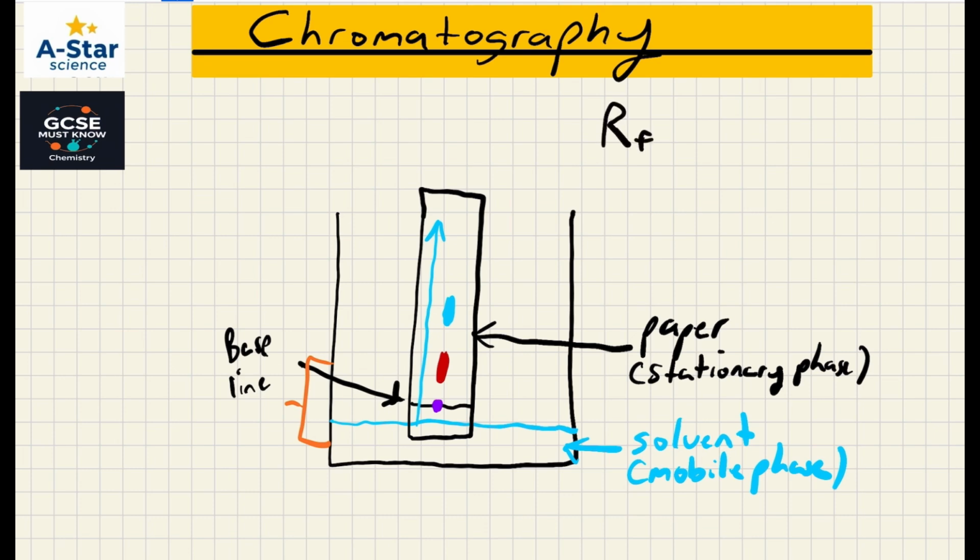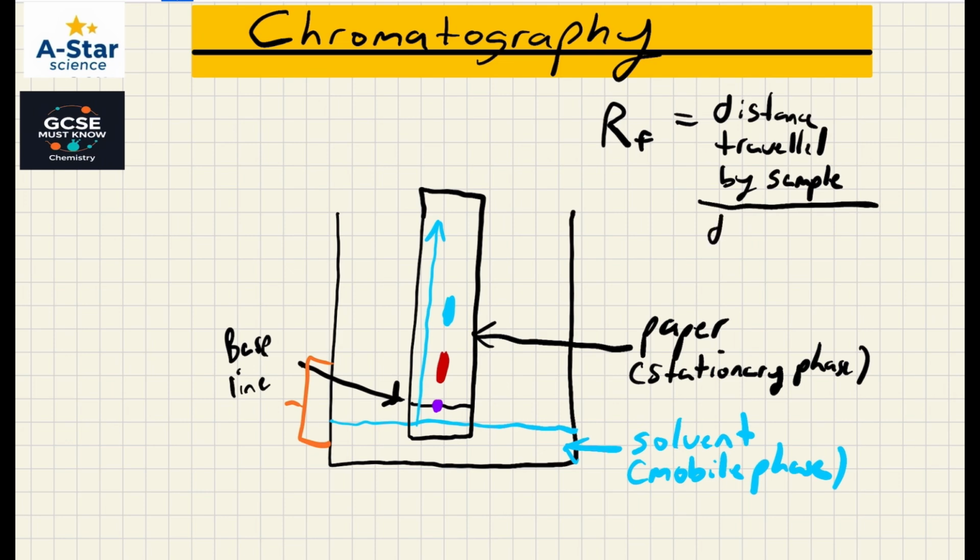RF, meaning retention factor, is measured by the distance traveled by your color, your sample, divided by the distance traveled by the solvent. So for example, in our case, the solvent went all the way up to this line here, as you can see where the arrow is.